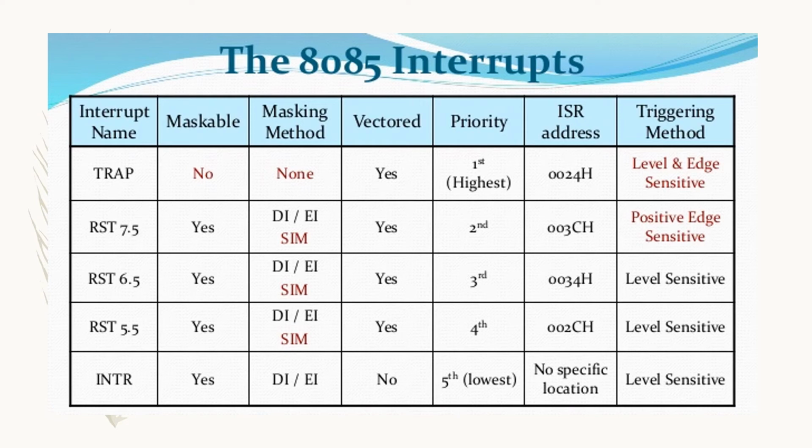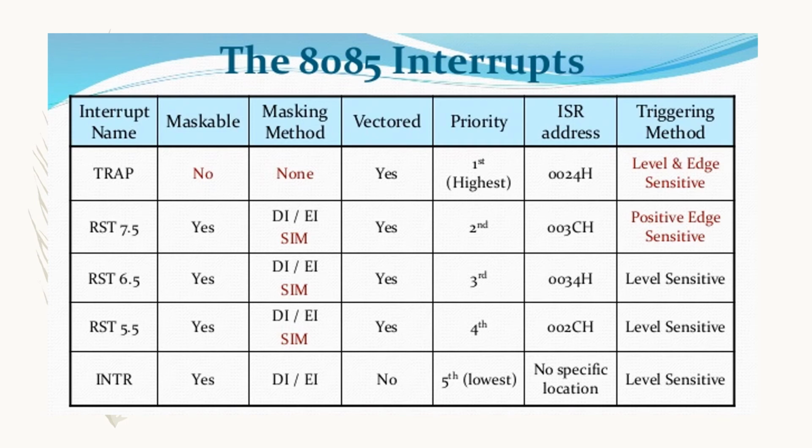The rest of the interrupts excluding TRAP are enabled, disabled and kept pending with the help of DI. DI stands for disable interrupt. EI stands for enable interrupt. SIM stands for set interrupt mask. Now what is the function of the SIM instruction? That we will learn in detail in unit 2. But let us just give the introduction of SIM. Whatever interrupts are kept pending, that is RST 7.5, 6.5 and 5.5, the interrupts which are kept pending are always stored in the SIM.